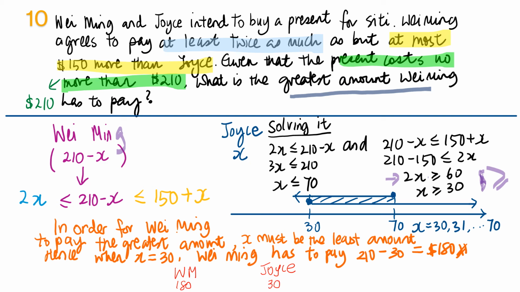let's see. So 30 times 2, 30 times 2 will be 60, right? Okay, so it's true. 180 is more than 60. Then 150 plus 30 is 180, which is true also because Wei Ming only wants to pay a maximum of 180. Right? Let's try another number. Oh no, we can't try another number because we are asked to find the greatest amount. So yeah, it's correct. Our answer is reasonable.